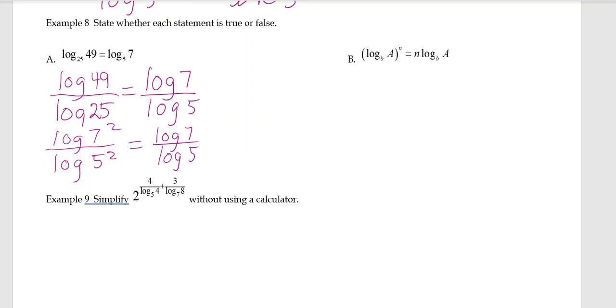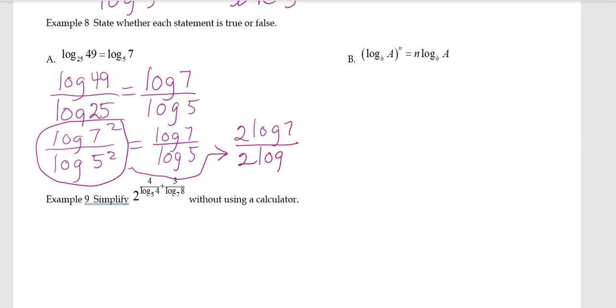And now if I apply my exponent property to the left side, I've run out of room here, so let me bring this over here. That ends up being 2 times the log of 7 divided by 2 times the log of 5. And my 2's will cancel out, right? So the log base 25 of 49 does equal the log of 7 over the log of 5. So that's true.